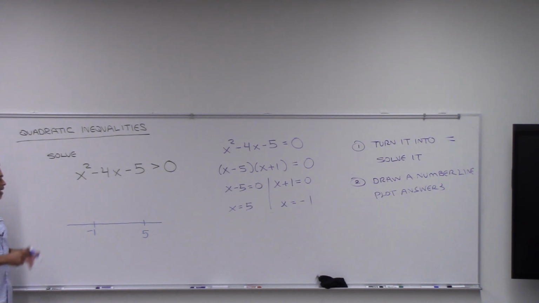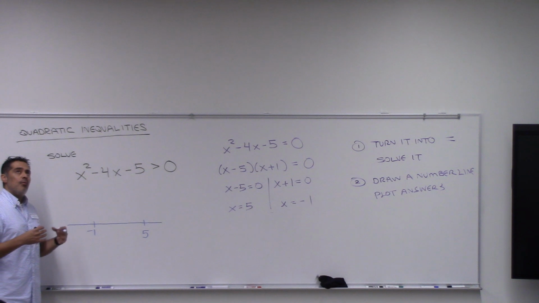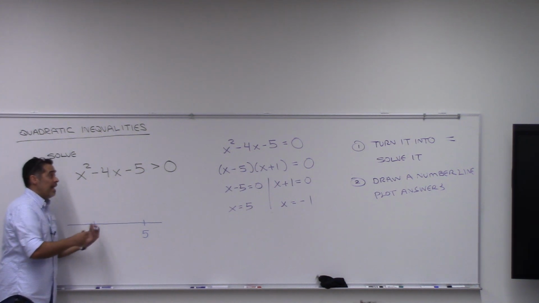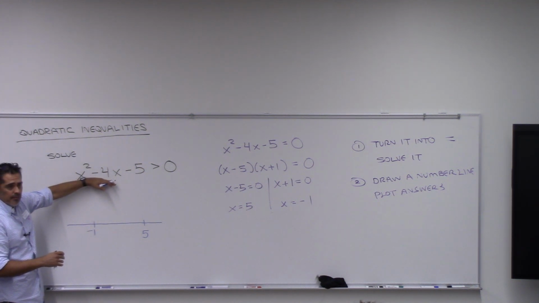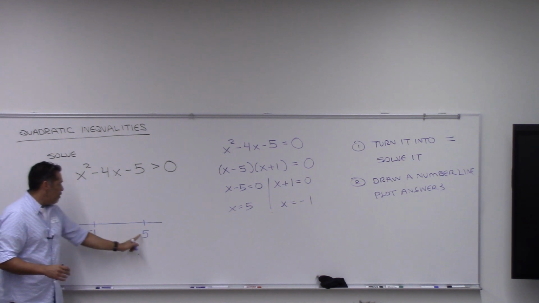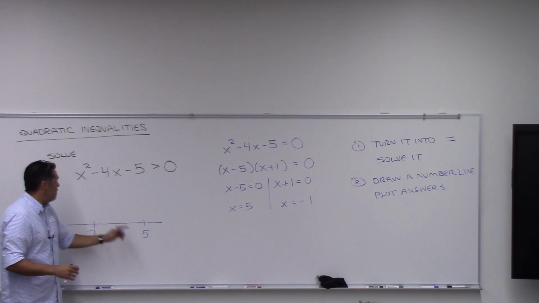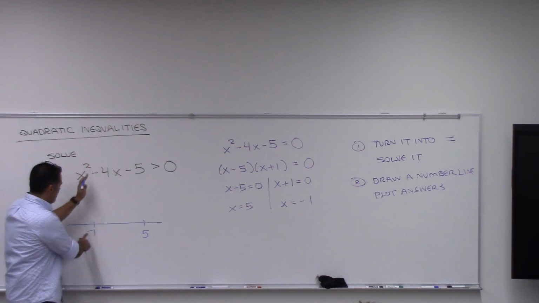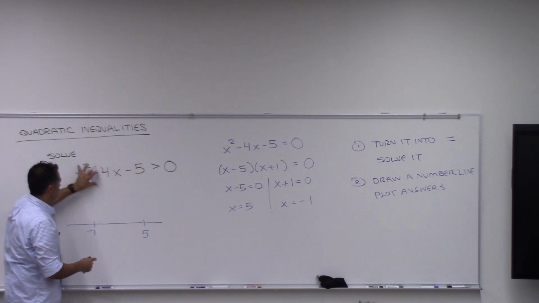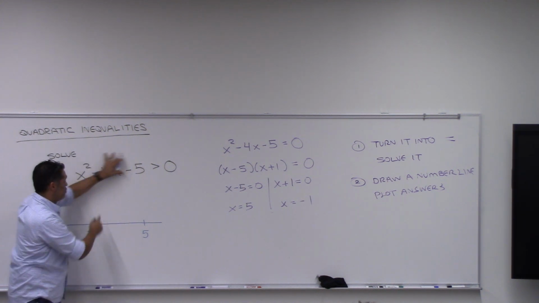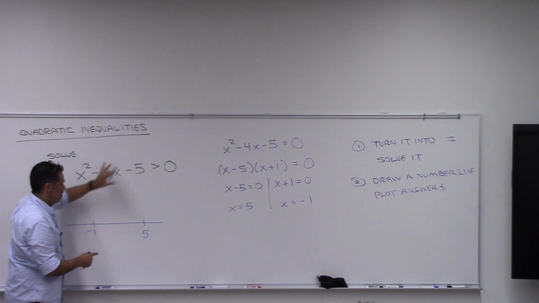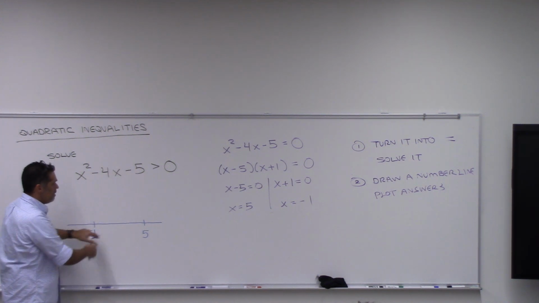Now, what I'm about to do is try and figure out what regions of the number line satisfy this inequality. I know what happens here and here. What happens at -1 and 5? What happens to this left side? At -1, if I plug in, I get what? If I plug -1 into this, what should I get? No. Where did this come from?